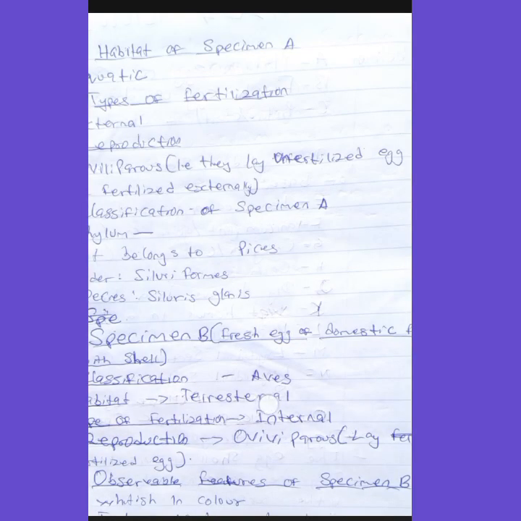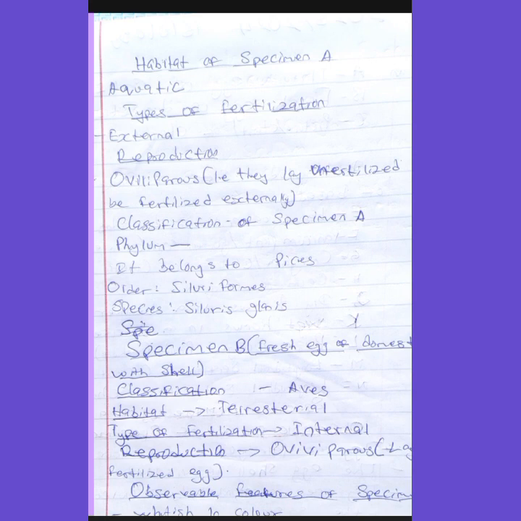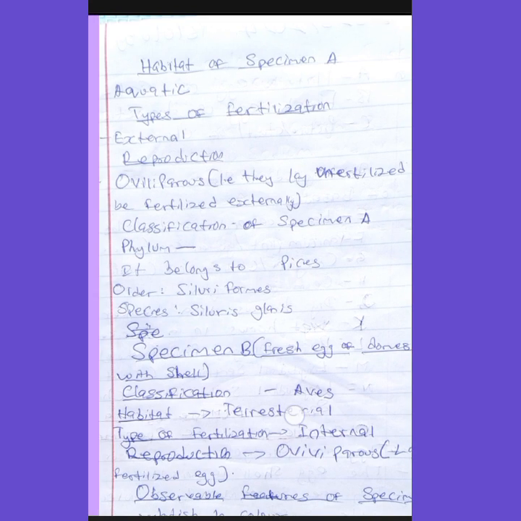Here are the habitats of specimen A. Specimen A is a fish egg, so the habitat is aquatic. The type of fertilization is external fertilization. For reproduction, they are oviparous because they lay unfertilized eggs, so their eggs are fertilized externally, according to the type of fertilization.